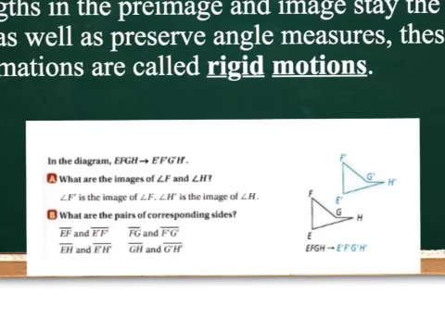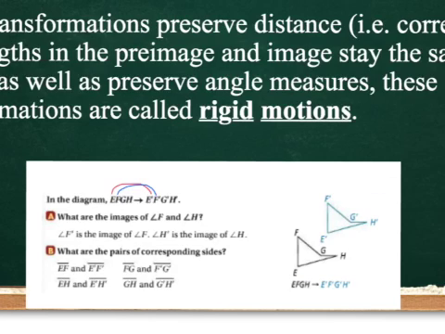in the diagram, quadrilateral EFGH is being mapped to quadrilateral E prime, F prime, G prime, H prime. So E is being mapped to E prime, F is being mapped to F prime, and so on. The first question asks, what are the images of angle F and angle H? The images are what happens after you map it. So if this is EFGH, the image of angle F will be angle F prime. The image of angle H will be angle H prime.